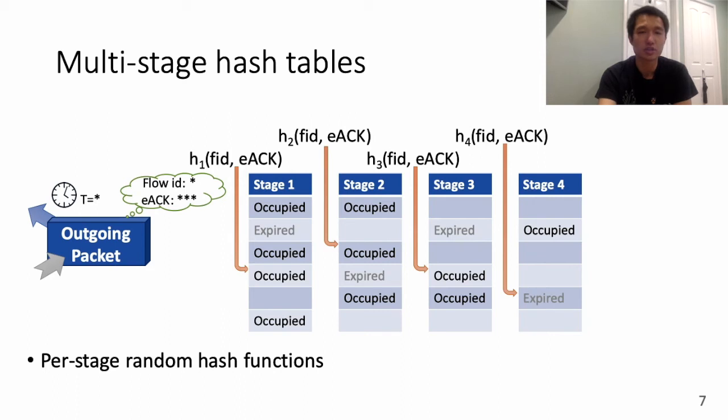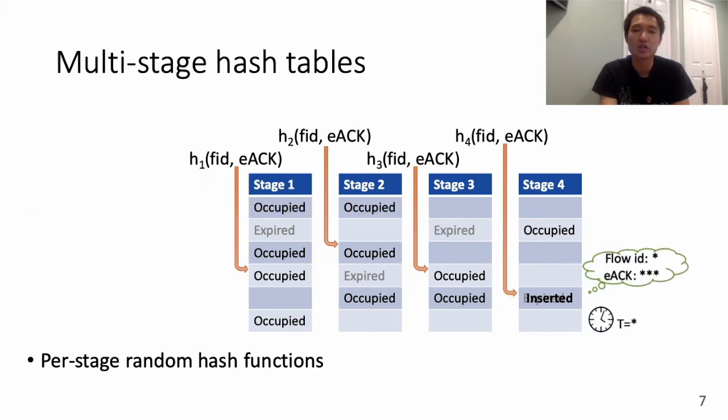For the first stage, we cannot insert because it's already occupied. Similarly for the second and third stages as well. For the fourth stage, we see it's an empty place, so we can insert it. Well, it's not actually empty, it's just that the current record has a very small timestamp, so we consider it as empty. We'll insert the current packet's record there.